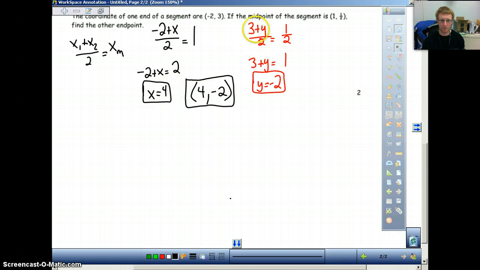Okay, second one, same thing. It's just a y value. So you multiply both sides by 2. 2 times 1/2 is 1. And then minus 3 on both sides, you get y equals negative 2. So our midpoint is, or rather our endpoint is 4, comma negative 2. Okay, hopefully that makes sense. You should be able to do problems like that.